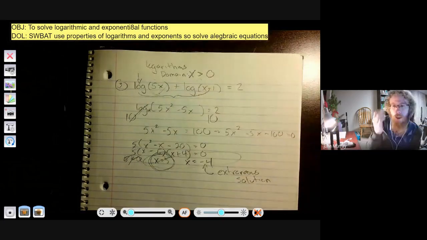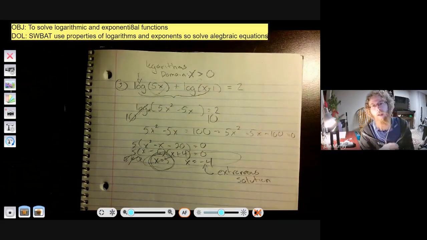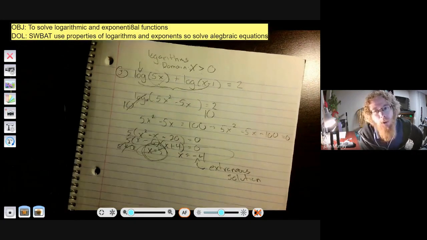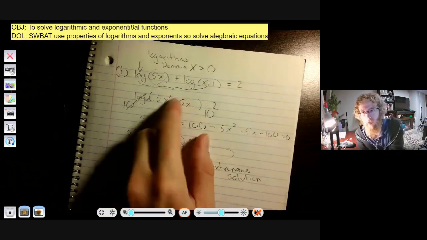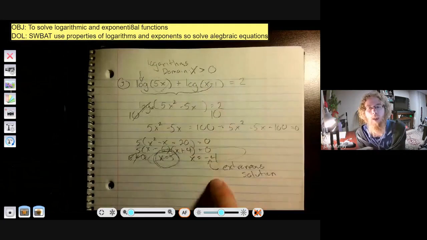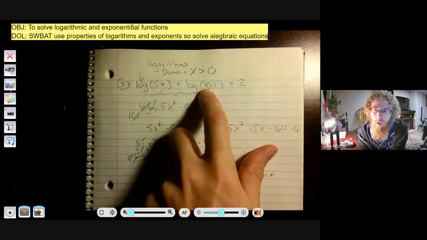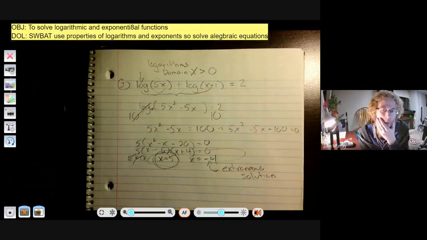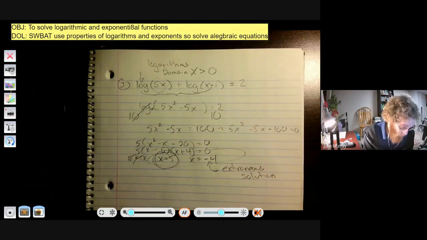Again, our domain: x has to be greater than 0. And also be careful, it cannot equal 0. If for whatever reason I got 1 as an answer and I plug that in here, I can't take the log of 0, right? Because no power gets me a 0 as an answer. Okay, any questions?